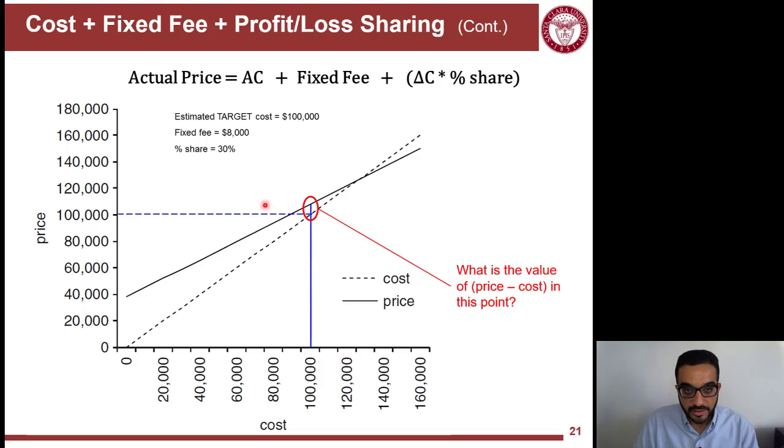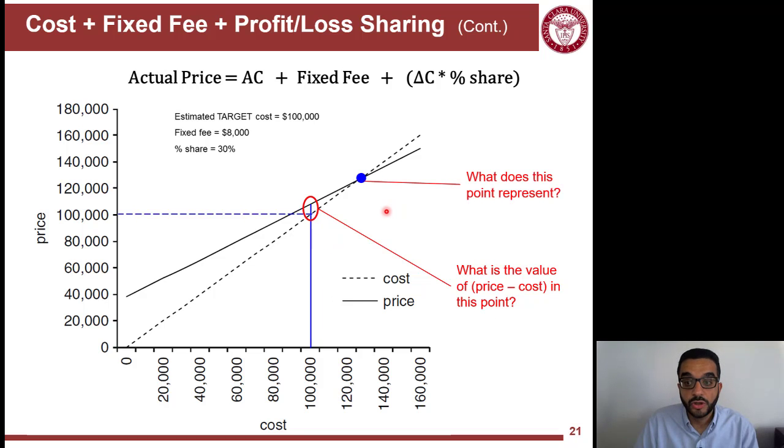So in this project, the estimated target cost is 100,000. This is the actual cost here, and this will be the line of the actual price. So what will be the difference? That's a question we can discuss in class. What's the difference between the price line and the cost line at this point, when the actual cost is equal to 100,000? Think about the values that are given in the problem. What would be this difference?